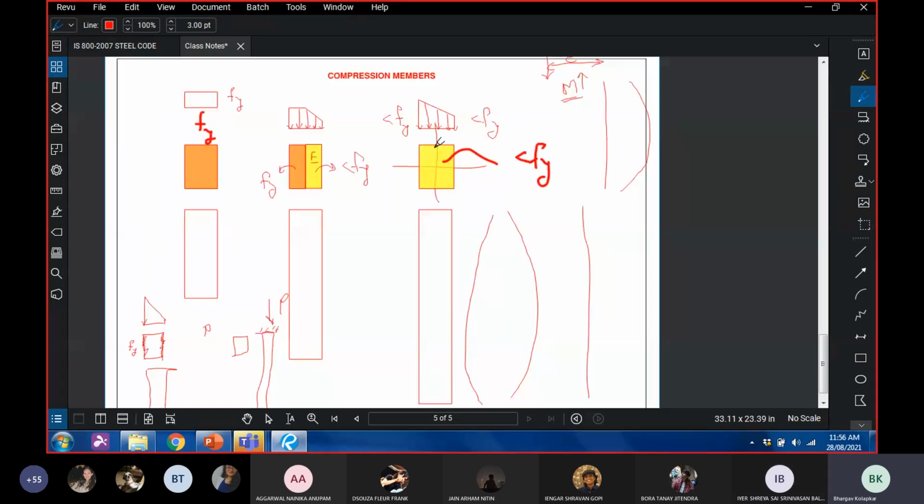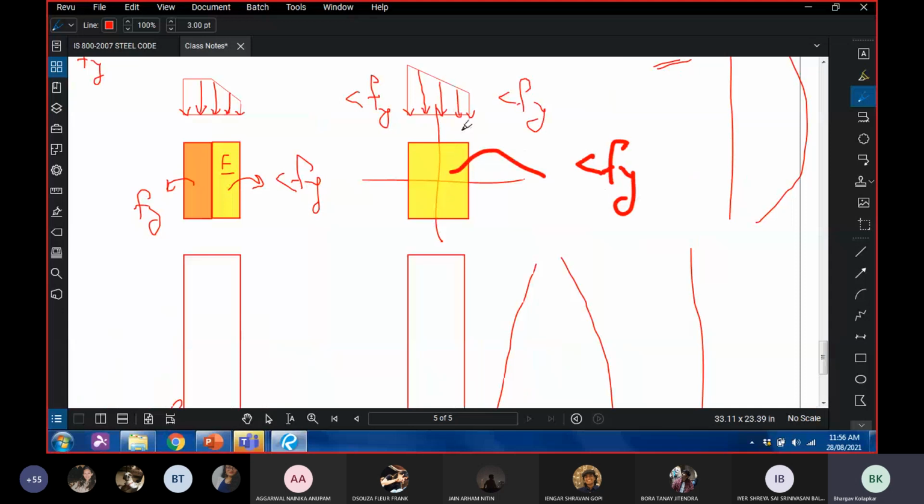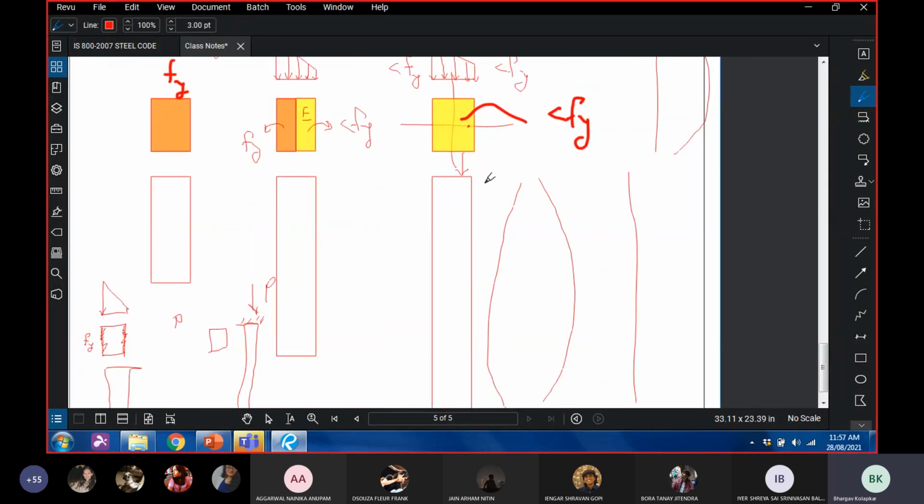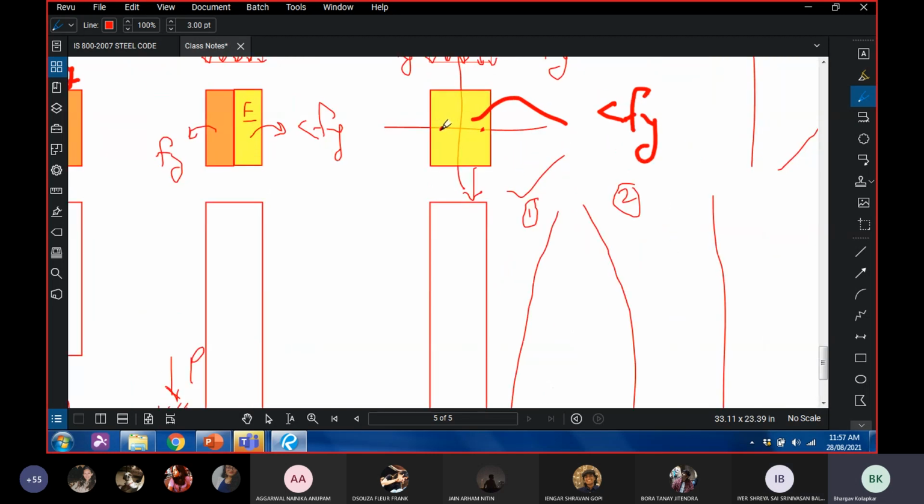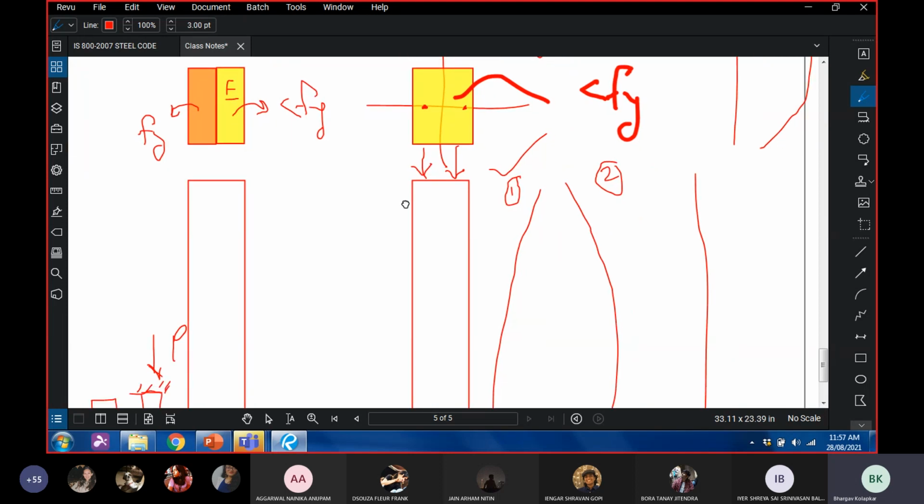It depends on the load. If the load is somewhere here, or if the loading is something like this, then you tell me how it will buckle. It should buckle the opposite way. If I call it 1 and I call it 2, you tell me, should it buckle 1? I think it should buckle 1, right? It's intuitive. If the load is here, then it will buckle 2.